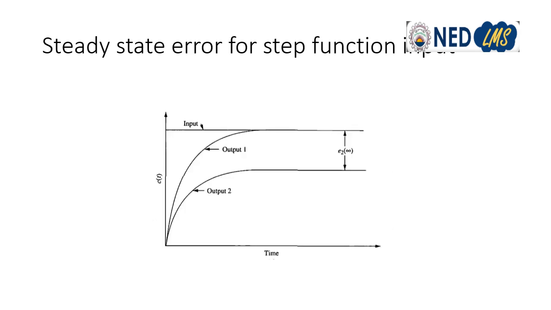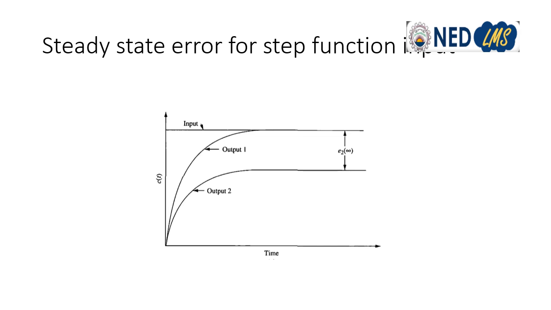If we define steady state error for a step function, then this straight line step function is the input. If this is output 1 and this is output 2, which is the actual output we want, the exact output, and we are not getting this output, then the difference will be called the steady state error for the step function input.